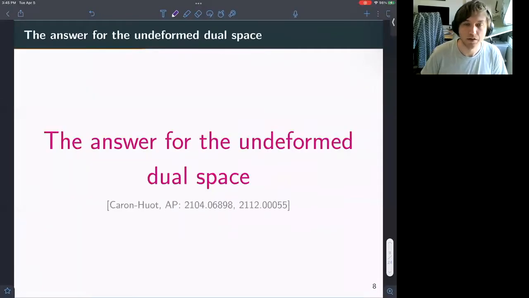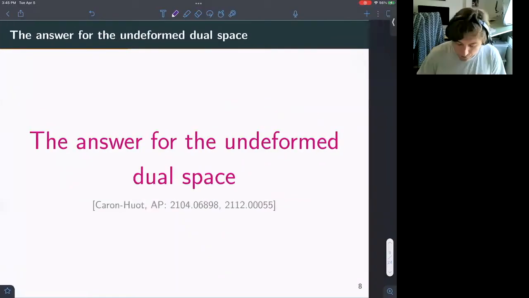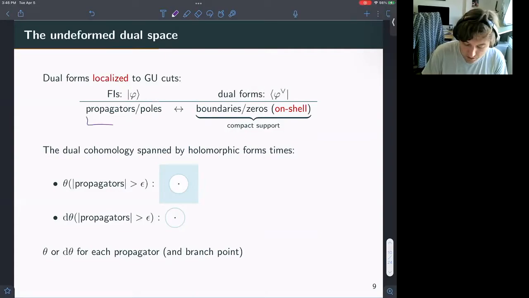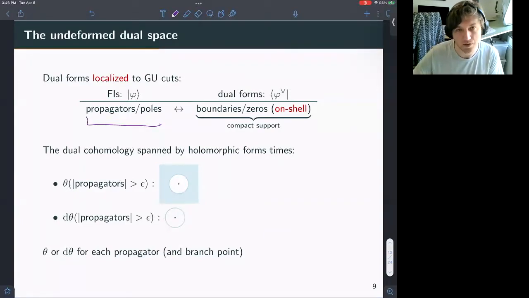Okay, so let me just go ahead and give you the answer for what this dual space looks like. Essentially, any dual form is going to be localized to a generalized unitarity cut. On the one side, we have these Feynman integrals, which have propagators or poles. On the dual side, at these poles, we need to have either boundaries or zeros, where the particles are going on shell. And in fact, we have to have the stronger constraint that we actually have to have compact support on these boundaries.